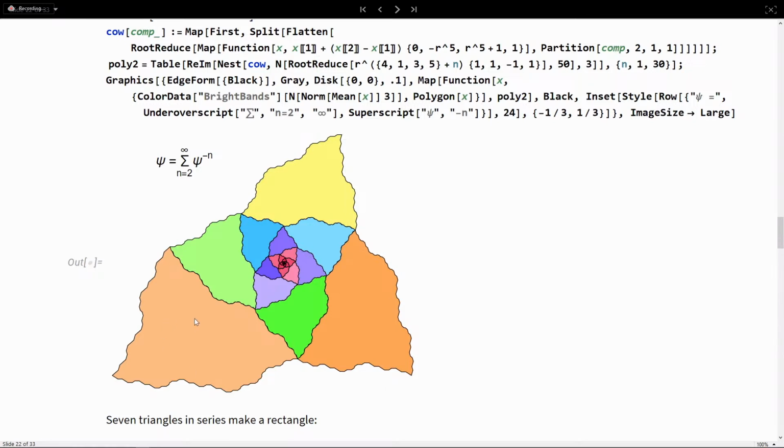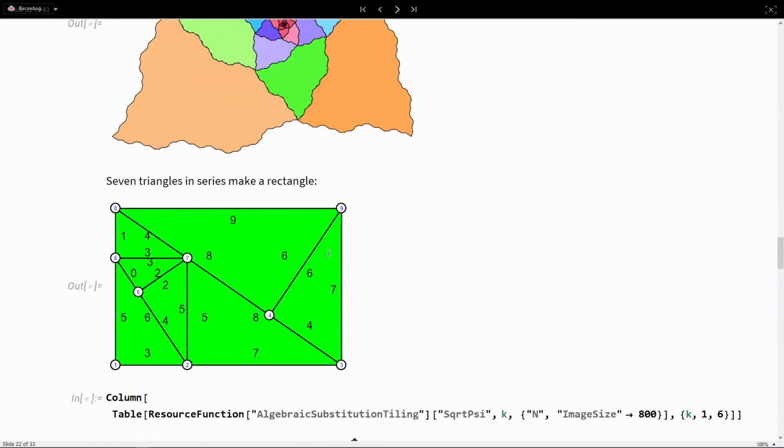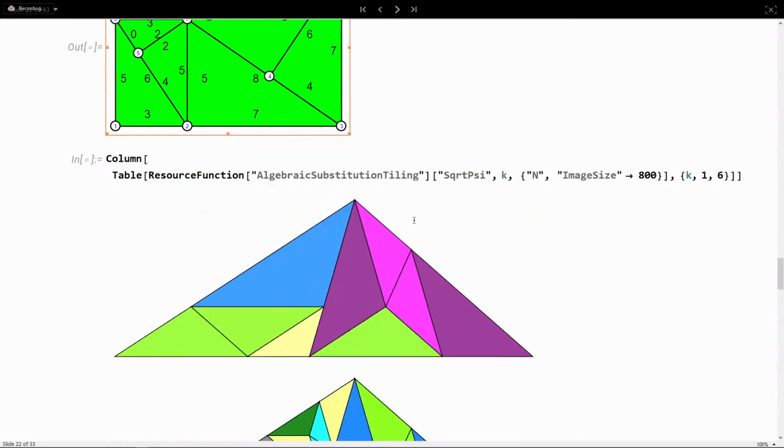This one here is equal to 1 over the super golden ratio, then 1 over the super golden ratio squared, 1 over the super golden ratio to the third, to the fourth, and this infinite series sums up to itself. We can also make 7 of these triangles where the sides are powers of the super golden ratio, and you can make this nice rectangle.